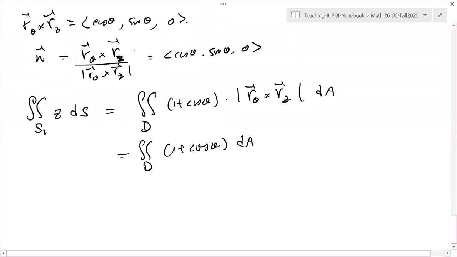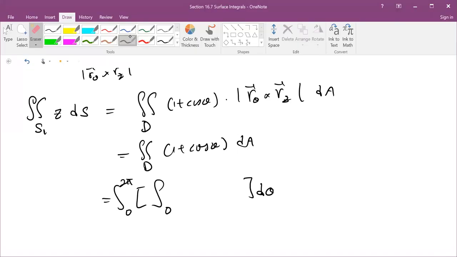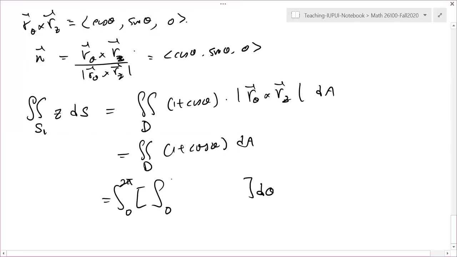But that domain, clearly, you have to put d theta outside, right? And so from 0 to 2 pi, for each theta, z is from 0 to 1 plus cosine theta. Let's see, what is my z? z is less than or equal to 1 plus cosine theta. So here's dz. Okay, so we get.